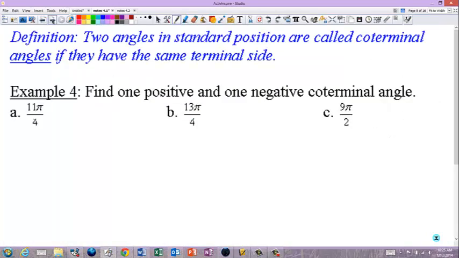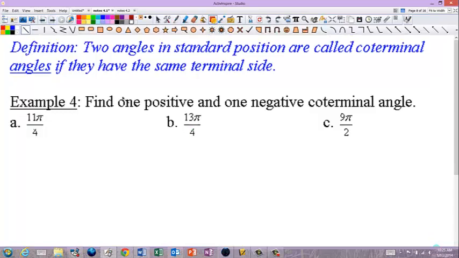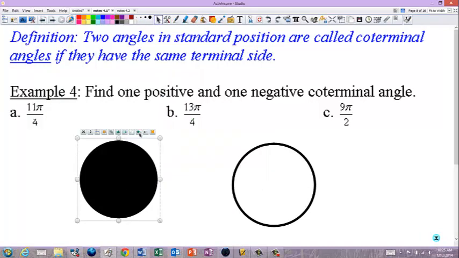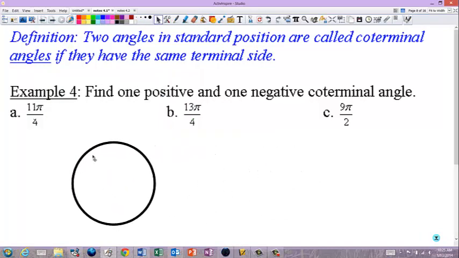It says two angles in standard position are called coterminal angles if they have the same terminal side. What that means is, if you think of, let me get a circle filled with white. Well, I did not want a black circle. Oh, I know why. I want a black circle with a white inside. There we go. Get rid of that. Here's my circle.